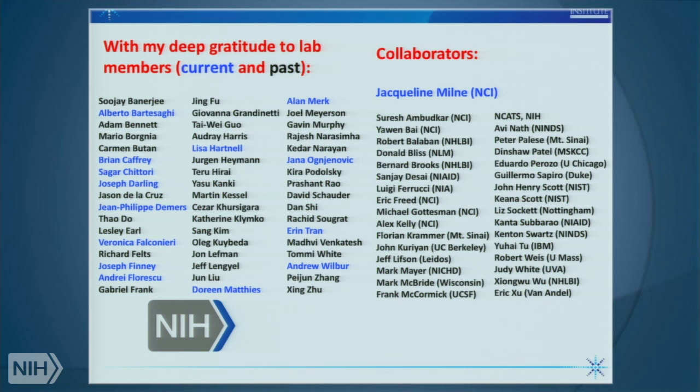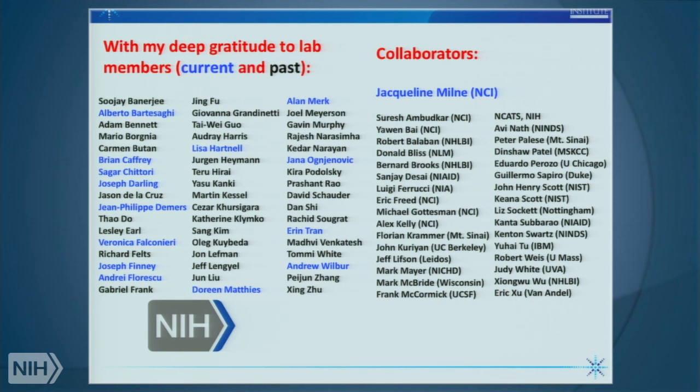And in the same vein, I also am very grateful to Donnie Bliss, who may be in the audience, who for many years really helped us put a face to these structures, the dendritic cell, the HIV, all of that is really Donnie's work. Joseph Fenney and Andre Florescu work in the lab on other projects. I mentioned Lisa Hartnell's work with the muscle tissue, Doreen's work on the core.